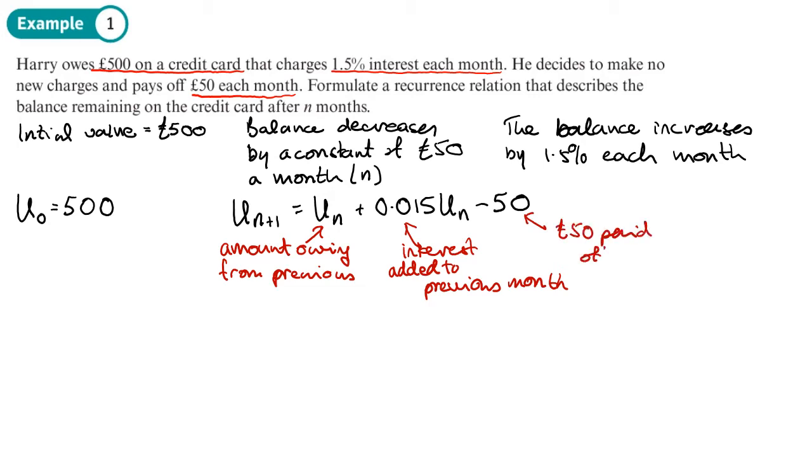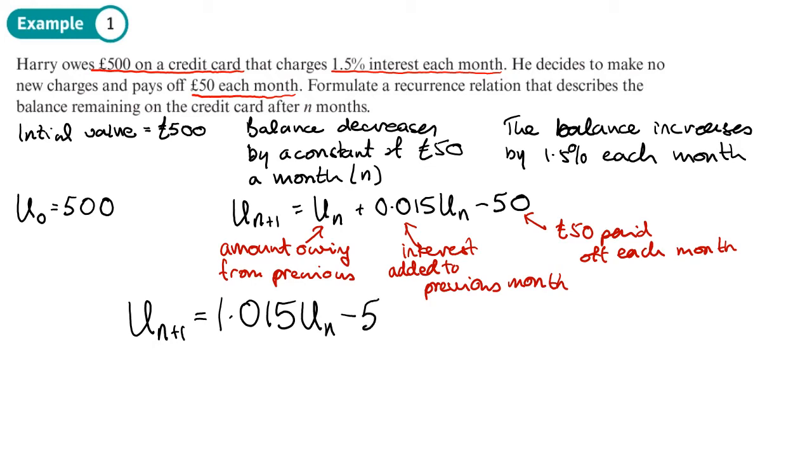So we can simplify this because these two can go together, and in fact we probably could have done that right at the start and just said 1.015 Un, which basically means take the previous balance and increase it by 1.5%, take off the 50, and then we need to state the initial condition here, which is U0 equals 500.